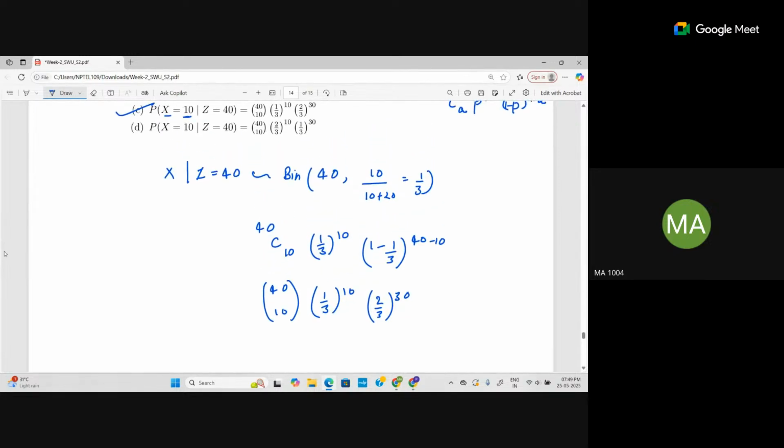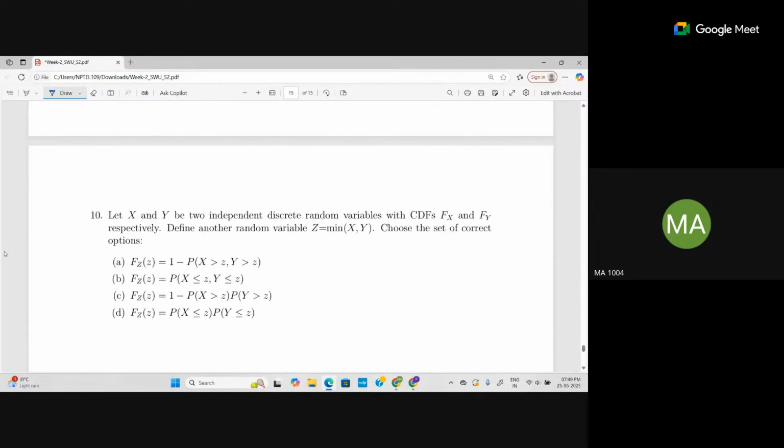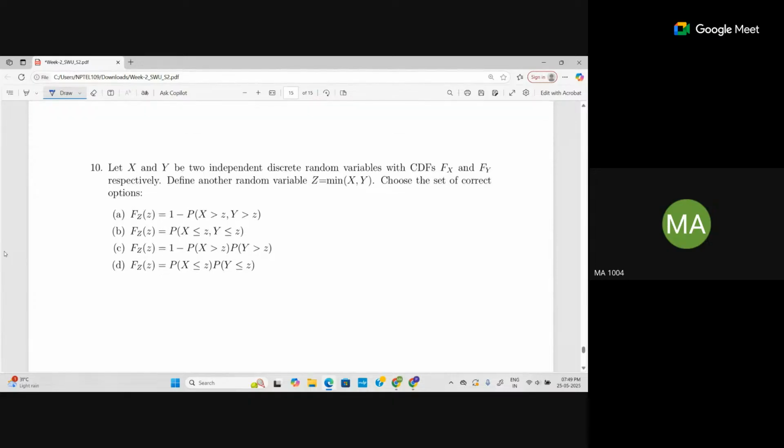So this is probability x is equal to 10 given z is equal to 40. Okay. Now one last question. X and Y are two independent discrete random variables with CDFs capital Fx and capital Fy respectively, and here Z is the minimum of X and Y. Then you have to check which of the following options are correct.